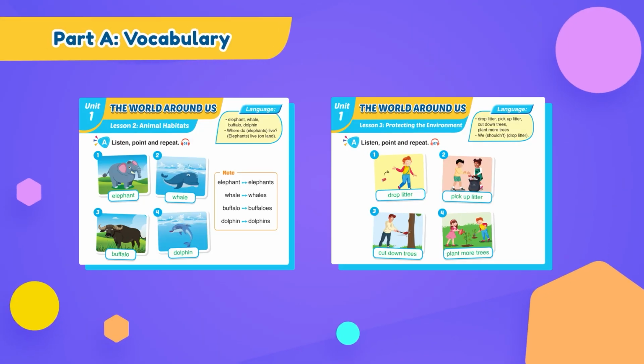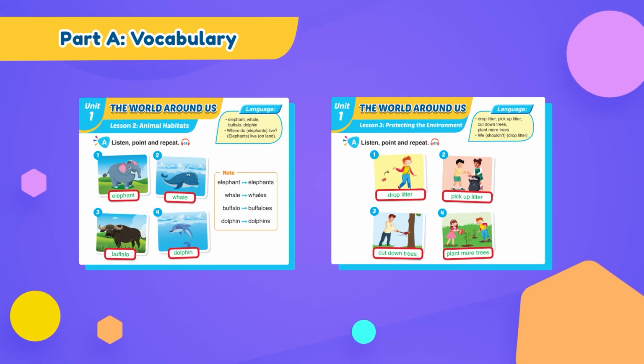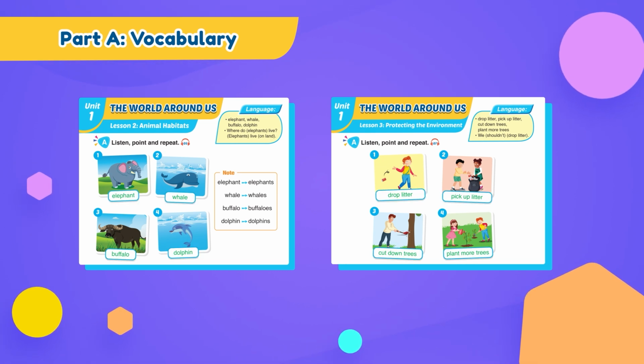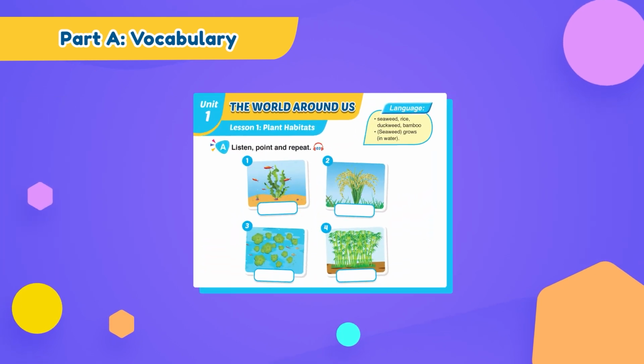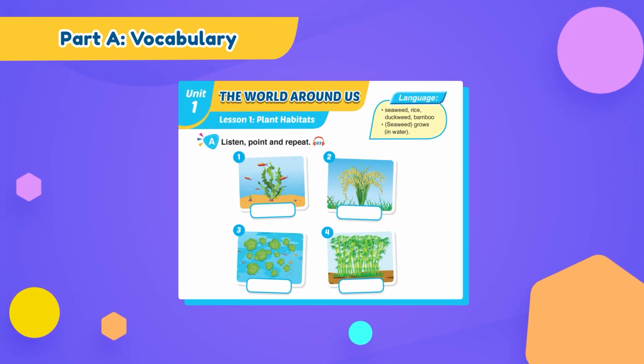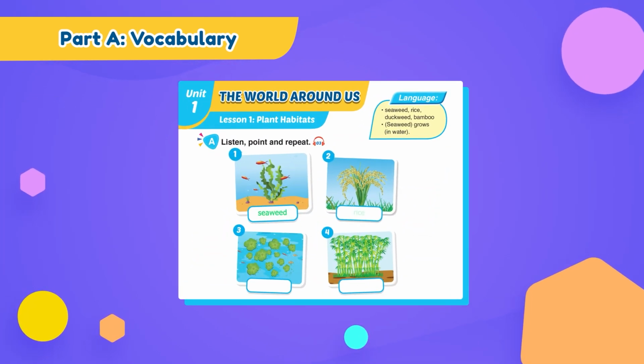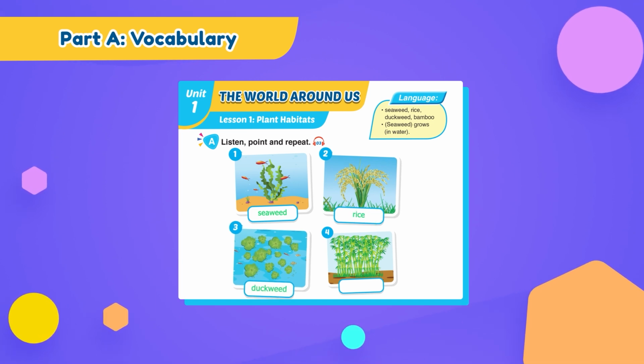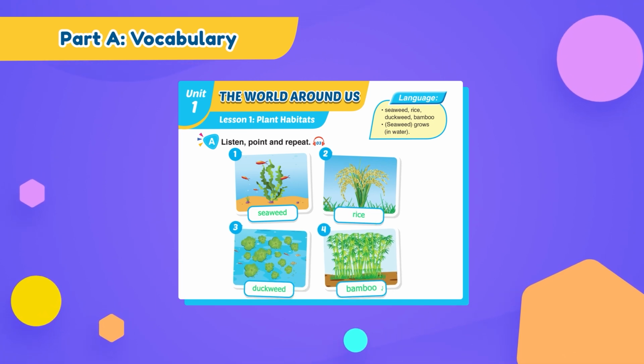Part A provides 4 to 6 key words with supporting flashcards and audio. Listen, point and repeat. 1. Seaweed. 2. Rice. 3. Duckweed. 4. Bamboo.